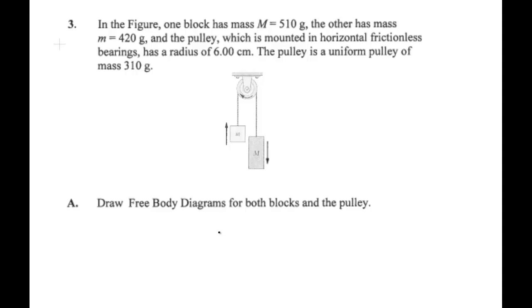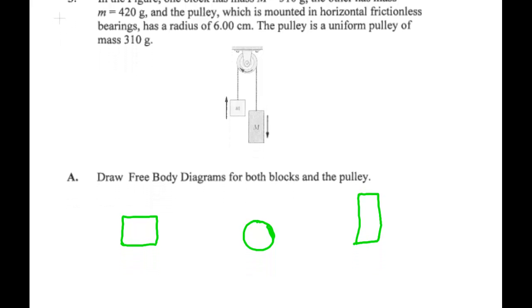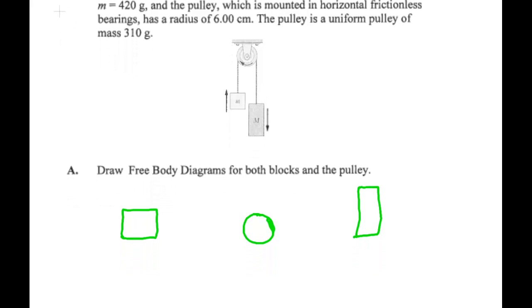So the first thing it asks us to do is draw free body diagrams for both blocks and the pulley. So we isolate the objects. There's one mass. There's another mass. And there's a pulley. If I could draw well. Okay, now after we've done that, we have to inventory the forces with 1F.